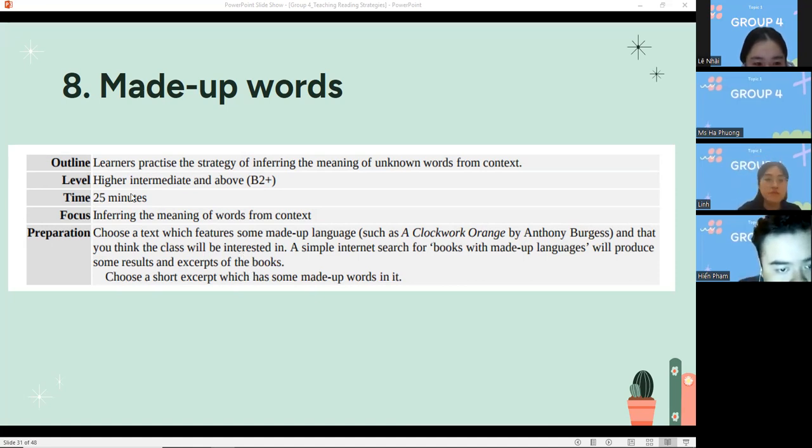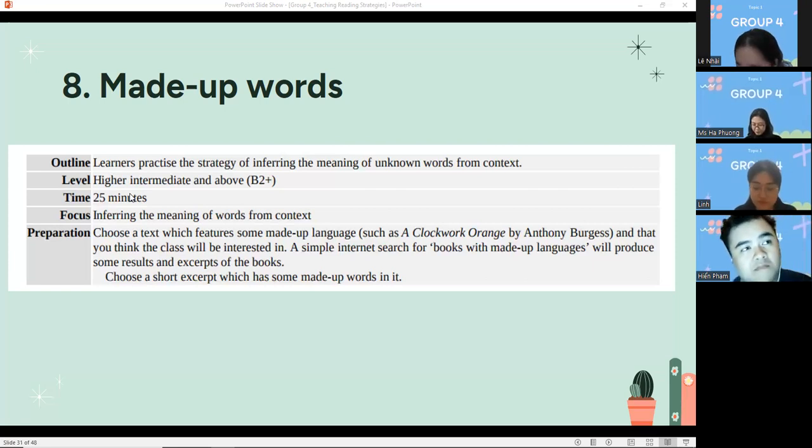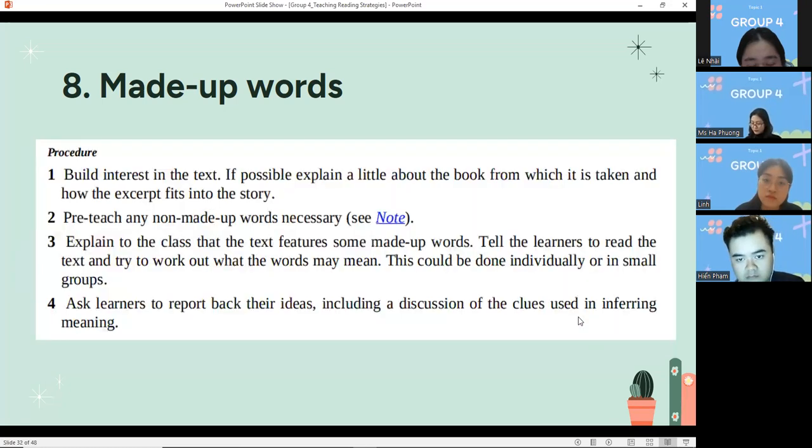To do this task, the teacher will choose a text which features some made-up language, and that the teacher thinks the class will be interested in. Then the teacher chooses a short excerpt which has some made-up words in it. This strategy will take place in 4 stages.